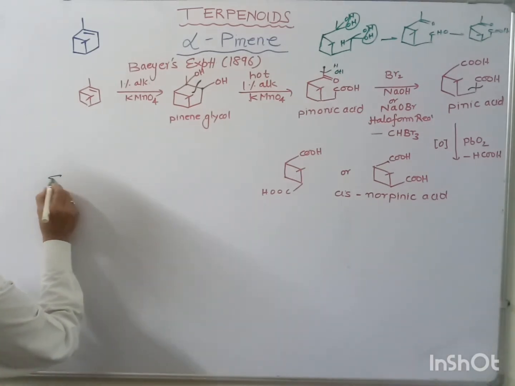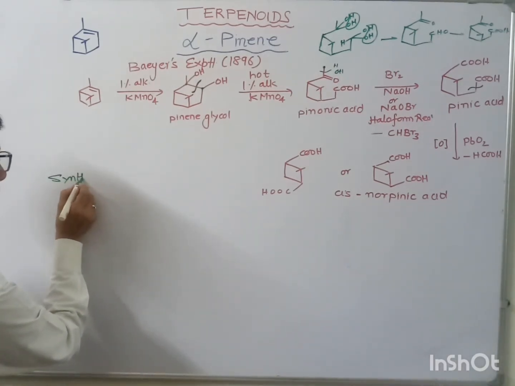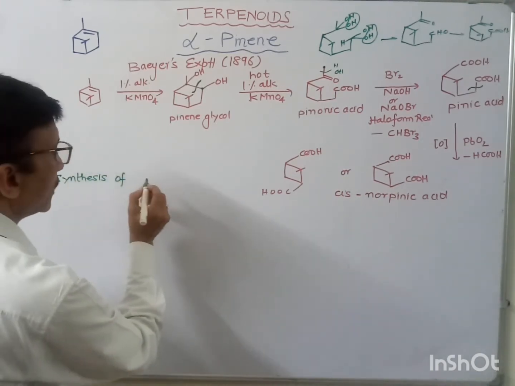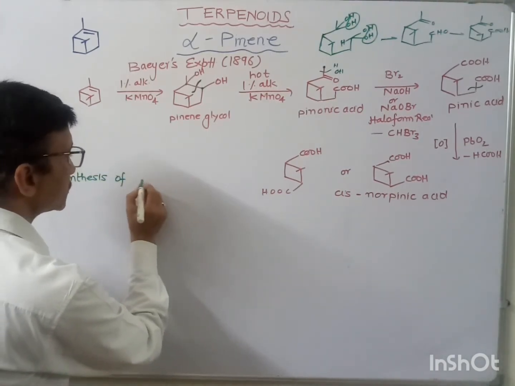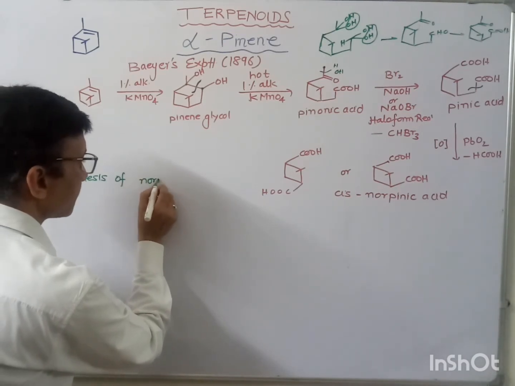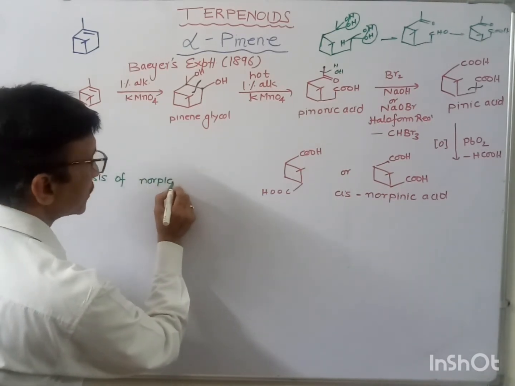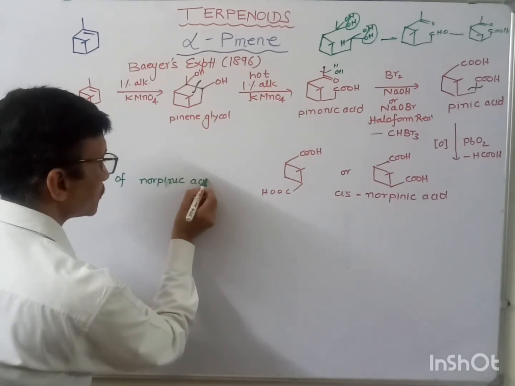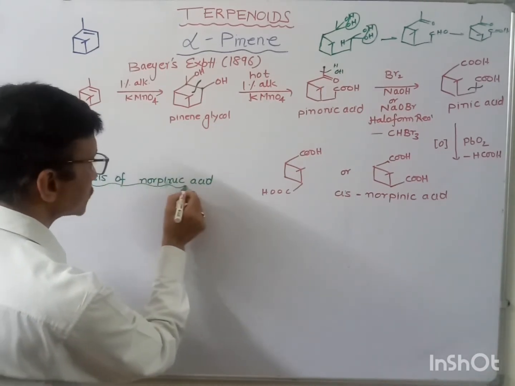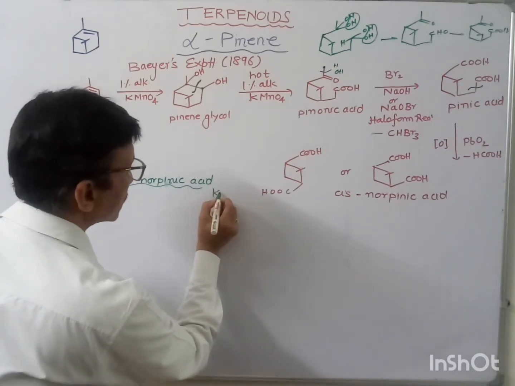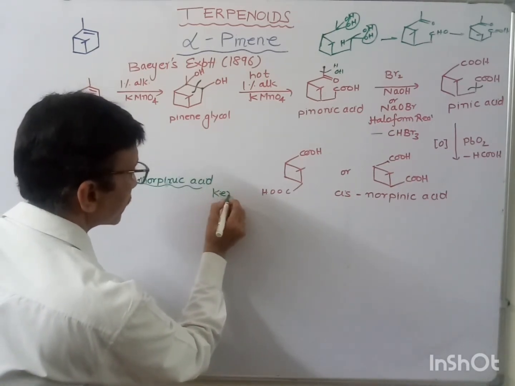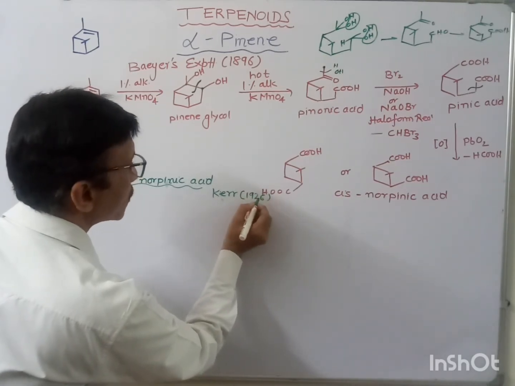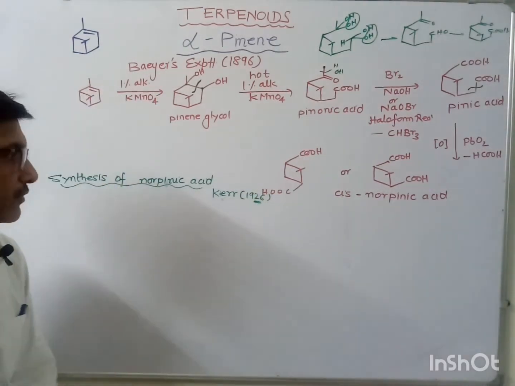So the synthesis of this norpinic acid was given by Kerr in 1926 or something like this. Okay, it was given by Kerr.